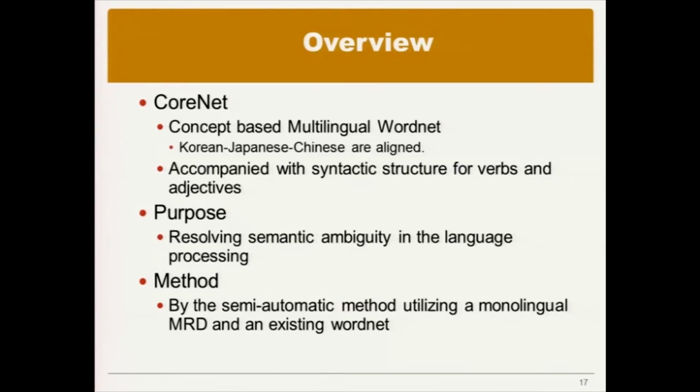I started this work around 1998. At that time, it was hard to utilize a digitalized dictionary, so we put the paper dictionary into the computer. It took several years to put the whole dictionary into the computer at that time.